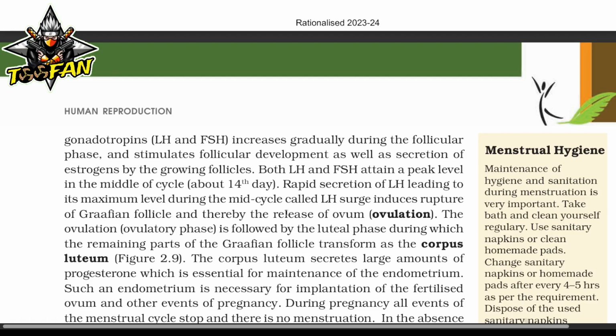Both LH and FSH attain a peak level in the middle of the cycle, about day 14. Rapid secretion of LH leads to its maximum level during the mid-cycle, and this LH surge induces rupture of the Graafian follicle and thereby the release of the ovum, ovulation.